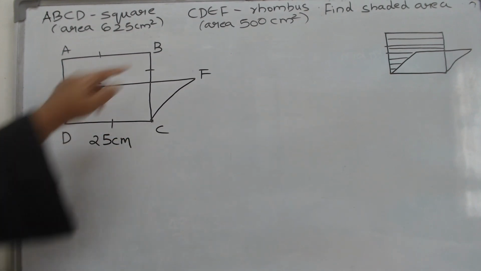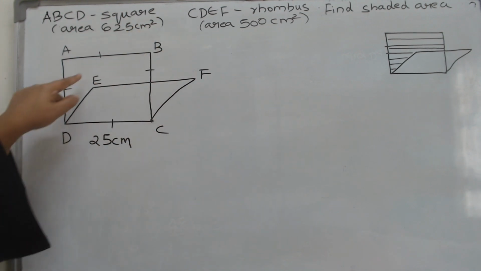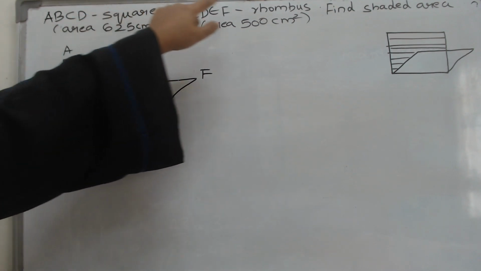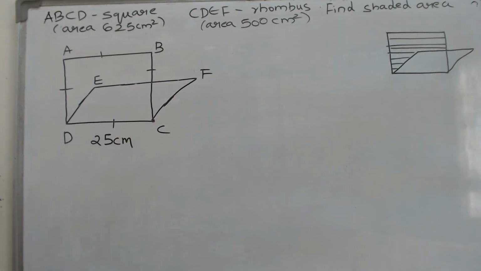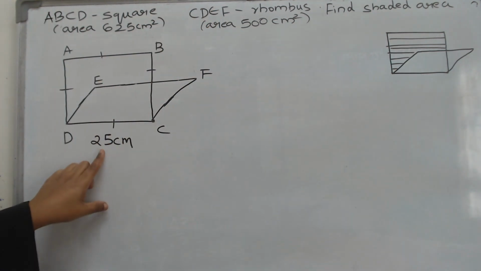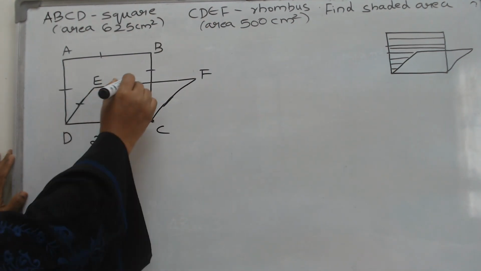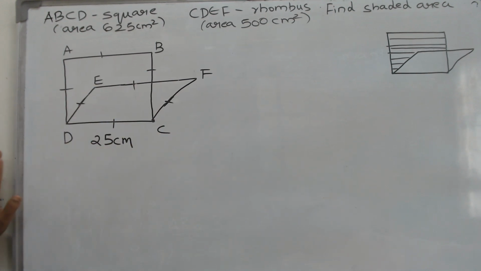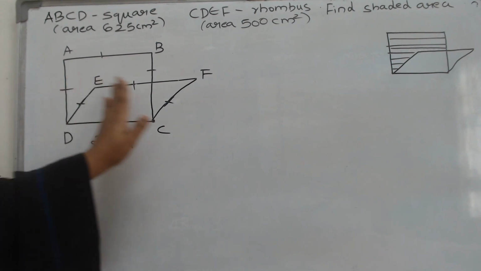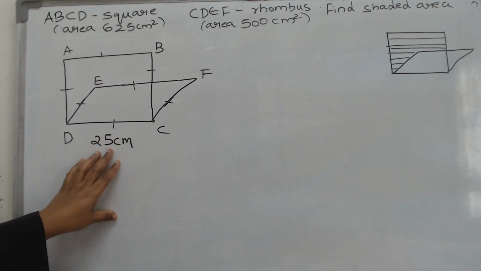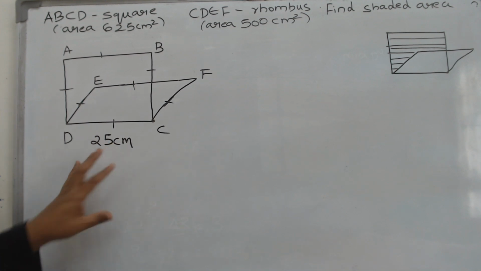What else do we have? A rhombus CDEF. Now, square and rhombus have many similar properties. For example, both square and rhombus have all four sides equal. Or in other words, in CDEF, if CD is 25, then all of these four sides are 25 centimeters, or in other words, these 7 line segments that you see here, all of them are equal and all of them are equal to 25 centimeters.